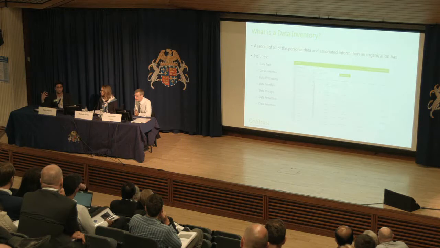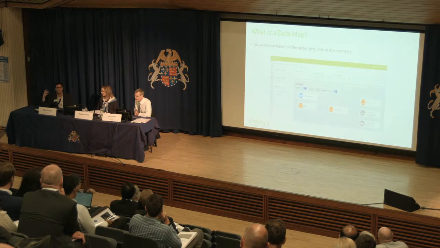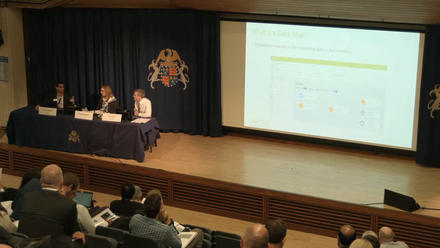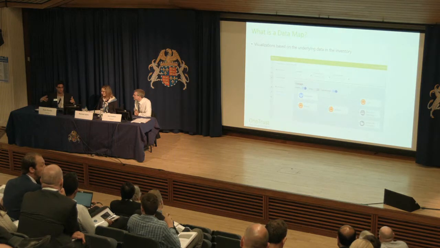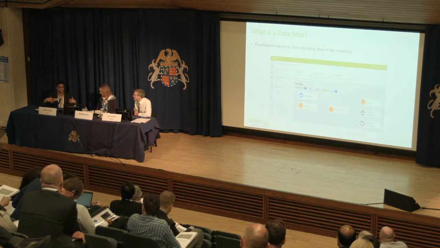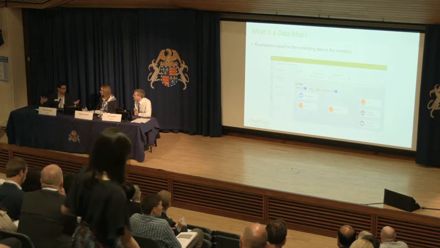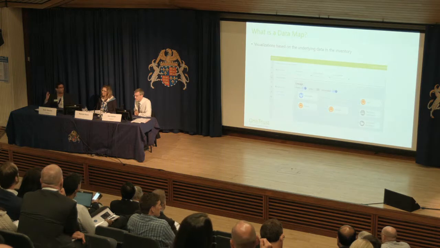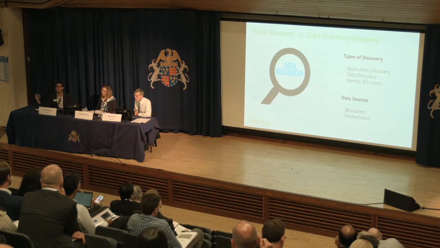And then we always see the word data map used. A data map is typically a term referring to more of a visual-based representation. A lot of times the data map is generated based on the underlying information in the data inventory. And of course, there are different ways of graphically representing a data flow that are easier to interpret a lot of times. And then the third thing I'll mention is this concept of data discovery.